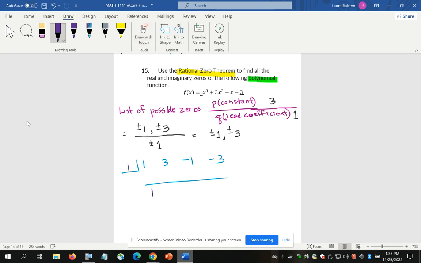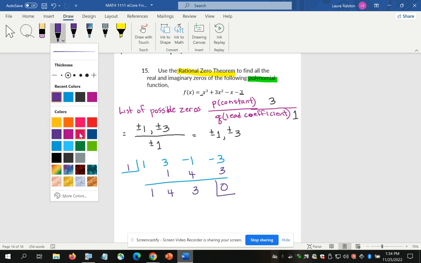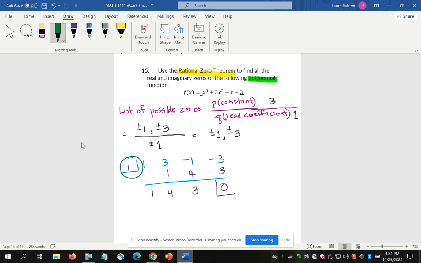So I drop the 1. 1 times 1 is 1. 3 plus 1 is 4. 1 times 4 is 4. -1 plus 4 is 3. 1 times 3 is 3. And I get a remainder of 0, which tells me that this value of 1 is a 0.